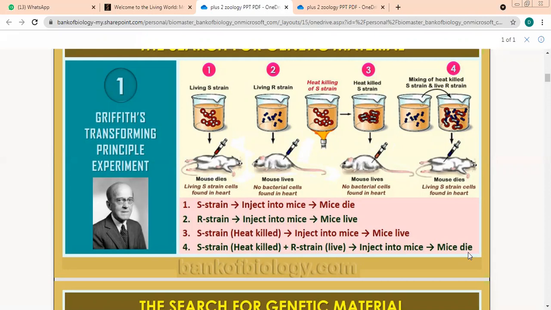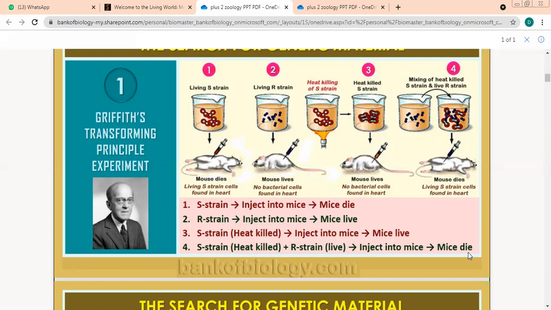Yes, beta. Let us do the experiment. We are doing Griffith's experiment. It is very important. We have many questions from this. What are the two strains he took? R and S strain. Yes. R strain is called rough strain because it does not contain a coating of mucus. And S strain is called a smooth strain because it has a coating of mucus.